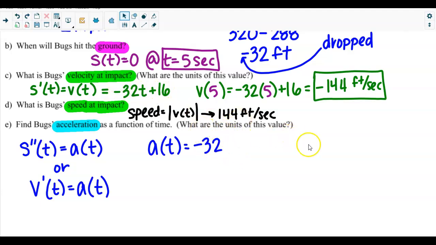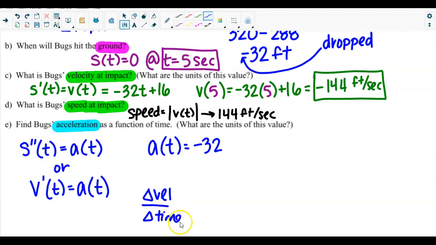But what does that actually mean? Let's talk about the units of measure. Acceleration says that the label is the change in velocity over the change in time. So our change in time is seconds, that's easy. But our velocity is actually feet per second when we talk about what the label was. That's why we put feet per second here.